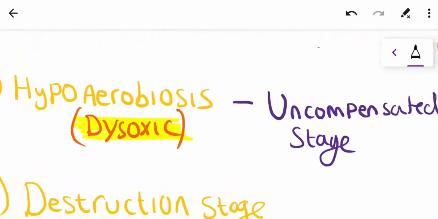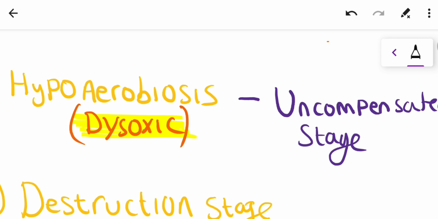Hypoaerobiosis, aka dysoxia. You can use these interchangeably. What can you remember from this word, dysoxia? Remember, I said it's something to do with the mitochondria and something to do with ATP. Okay?